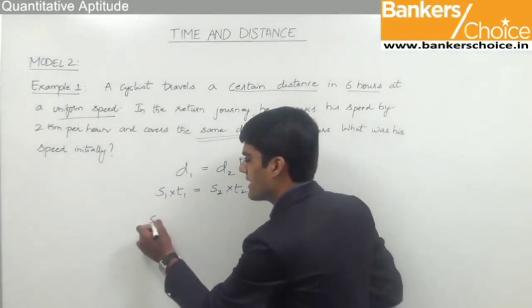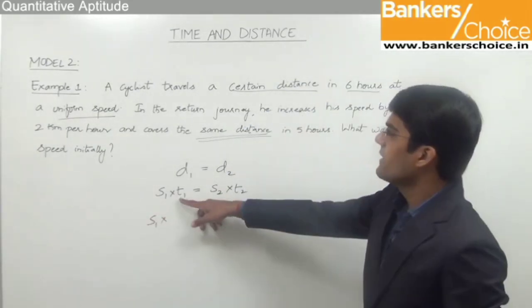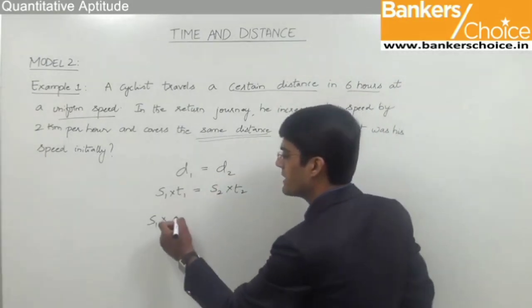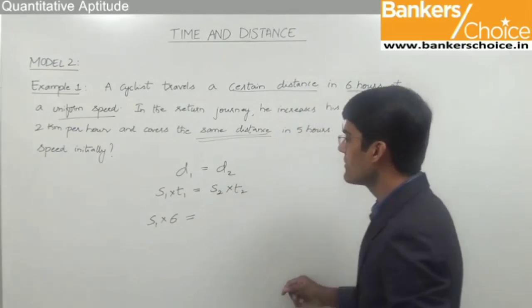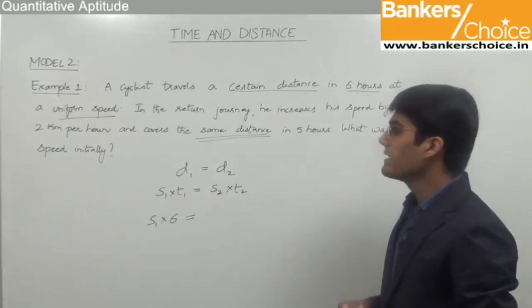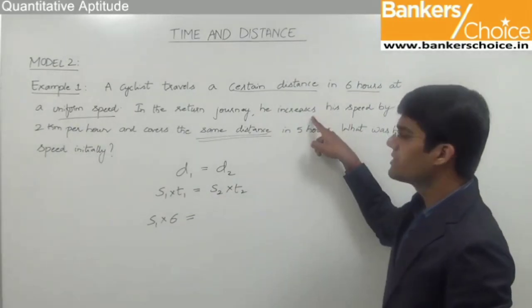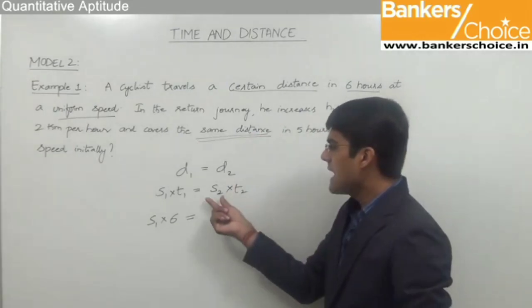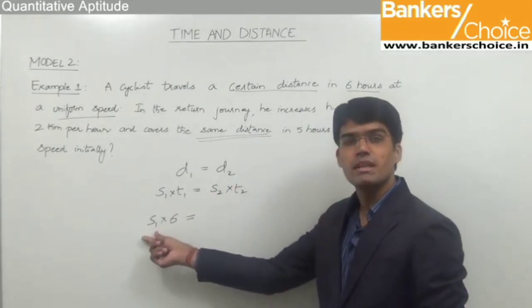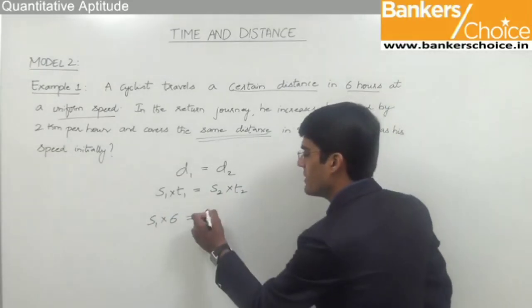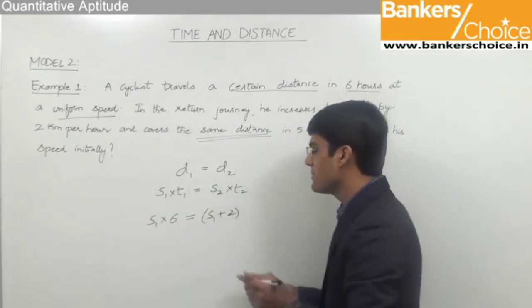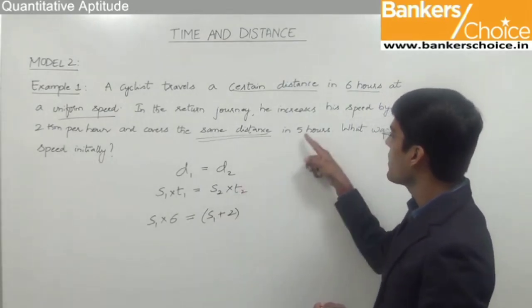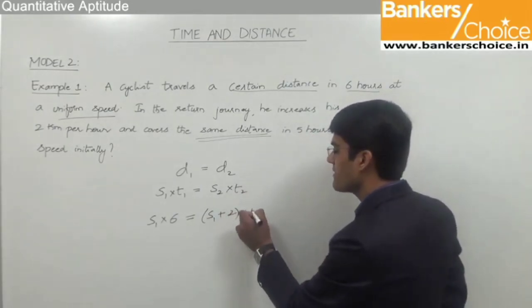So S1 is S1 as it is. Now as given in the question, the distance was covered in 6 hours in the first case. So T1 is nothing but 6 hours, which should be equal to S2, the speed in the second case. The question says in the return journey, the speed was increased by 2 kilometers per hour. That is nothing but S2 should be equal to the initial speed plus 2 kilometers. So this can be taken as S1 plus 2, as the speed has been increased by 2 kilometers per hour. And the distance was covered in 5 hours. So T2 is nothing but 5.